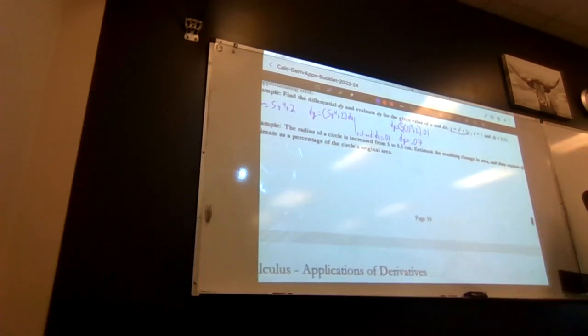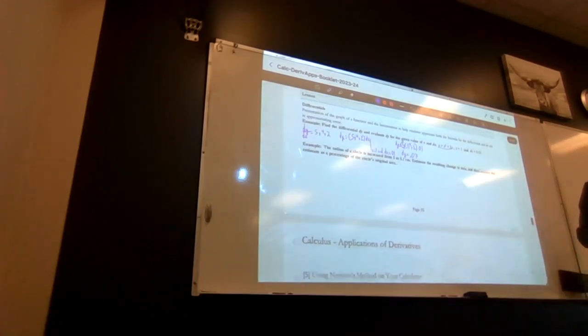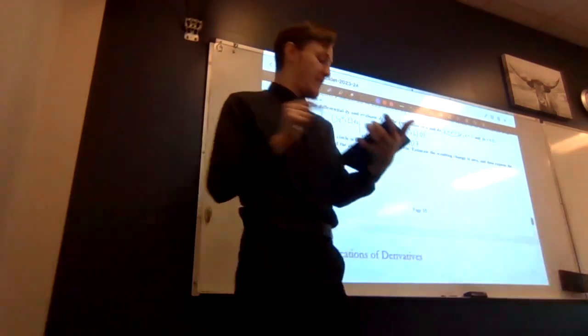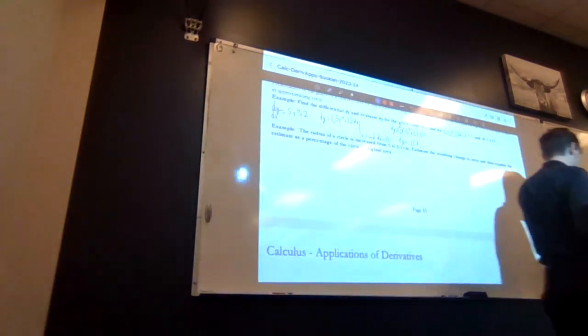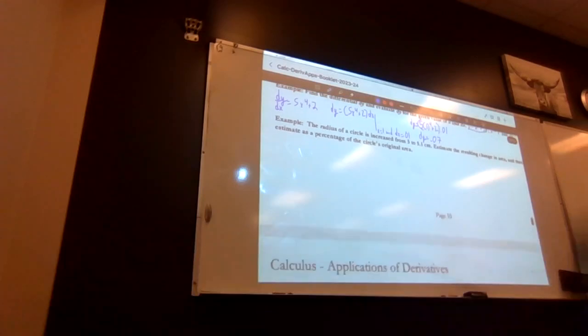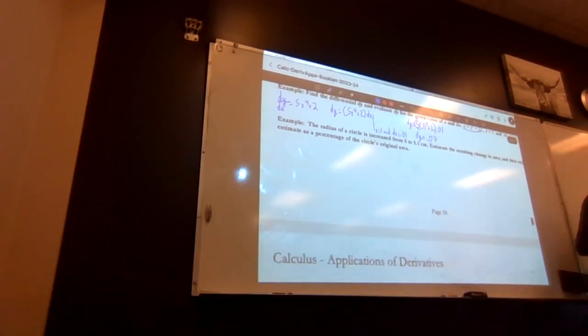The radius of a circle is increased from 5 to 5.1 centimeters. Estimate the resulting change in area, and then express the estimate as a percentage of the circle's original area. So let's go ahead and start with this. What is the radius of a circle? So the radius of a circle is increased from 5 to 5.1. Estimate the resulting change in area.